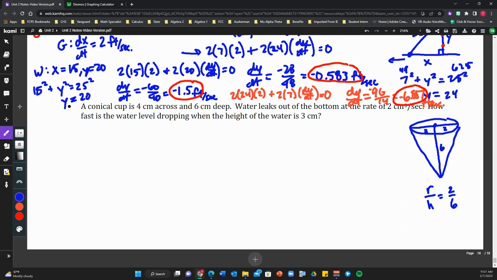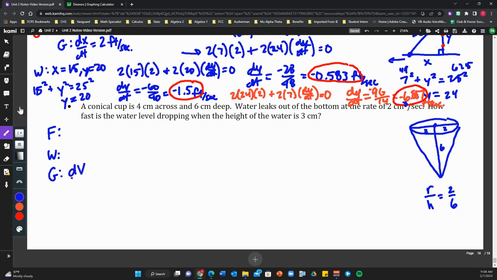So it says water leaks out the bottom. So we're assuming that the cup is full to start, and then water's leaking out at the bottom at a rate of 2 centimeters cubed per second. Sorry, I know that's covered up, but 2 centimeters cubed per second, because of the units involved, that is them telling us a value for dV/dt. So that is actually our given information. Sorry, my pen is not working great.